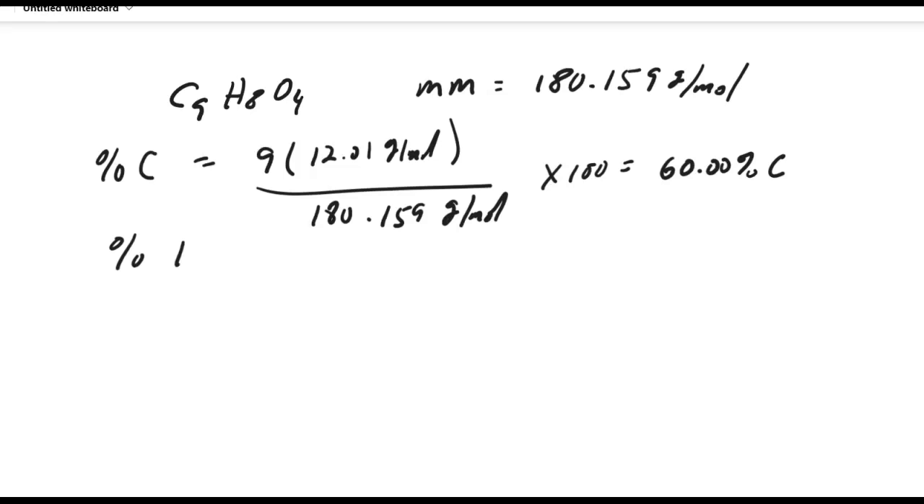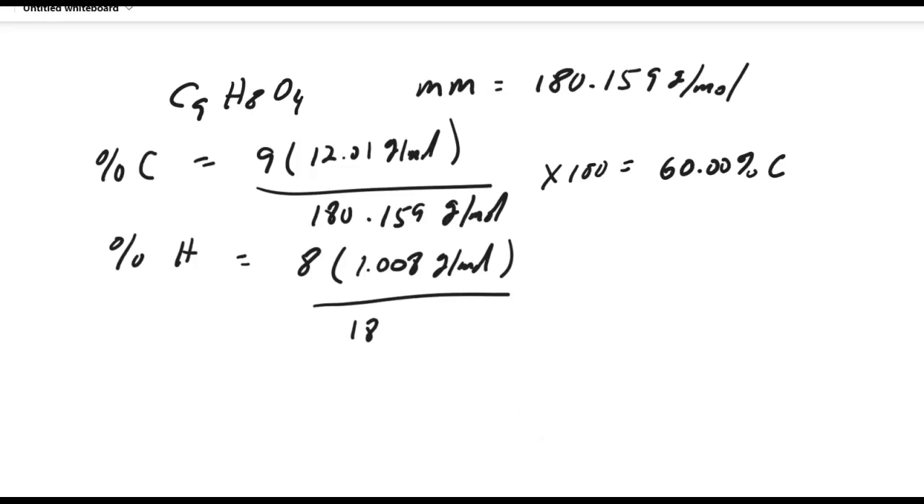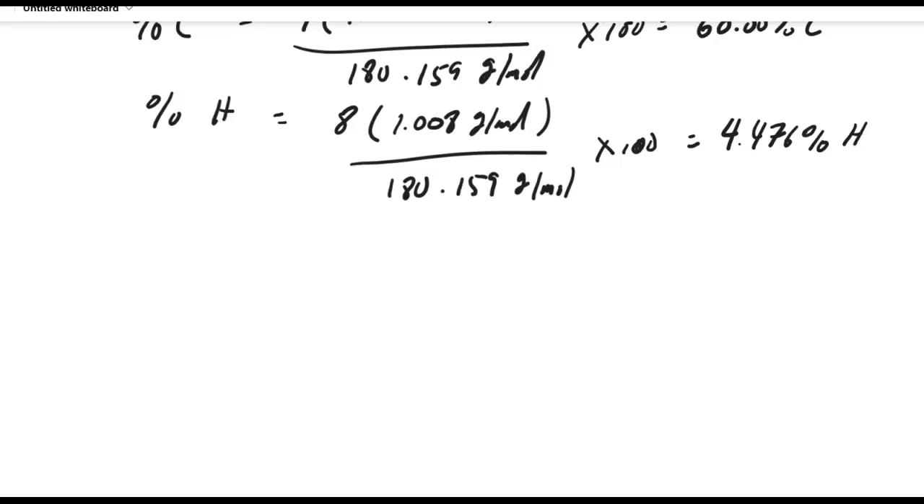Now let's do the hydrogen. The percent hydrogen is going to be 8 times 1.008 grams per mole, divided by 180.159 grams per mole times 100 to give me my percentage. And if you go ahead and do that, you should get 4.476% hydrogen.